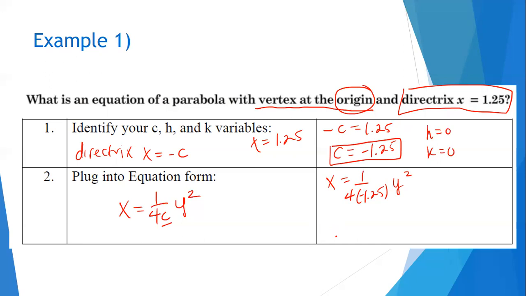If you and 4 friends each have $1.25, how much do you all have? $5. So my equation is x equals negative 1/5 y squared.